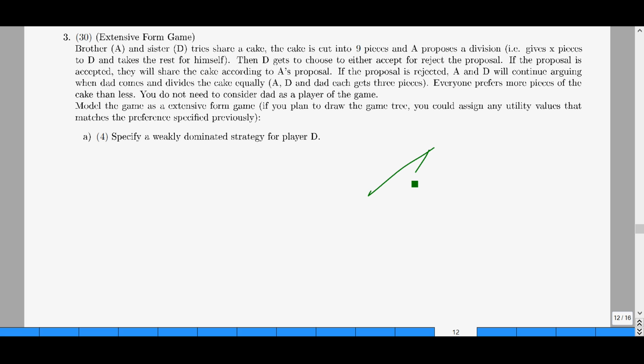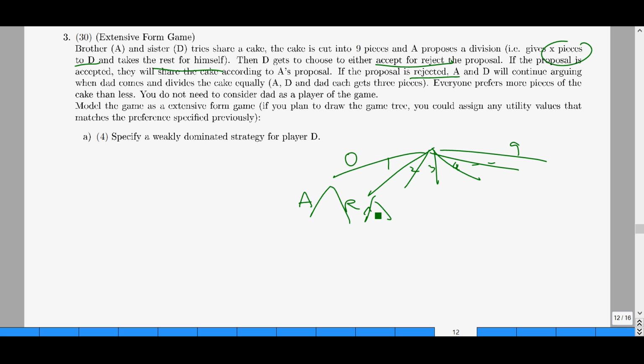So this one is a lot easier than the other ones because there are only two actions, either accept or reject. So we have proposal 1, 2, 3. So X piece is to D and take the rest for himself. So 1 means I give 1 to my sister and I have 8 left. So I don't want to make the same mistake. There's a 0 here. So 4 and so on until 9. After each one I can accept or reject. So I got to this ugly tree again, but I only draw some of them, accept or reject.